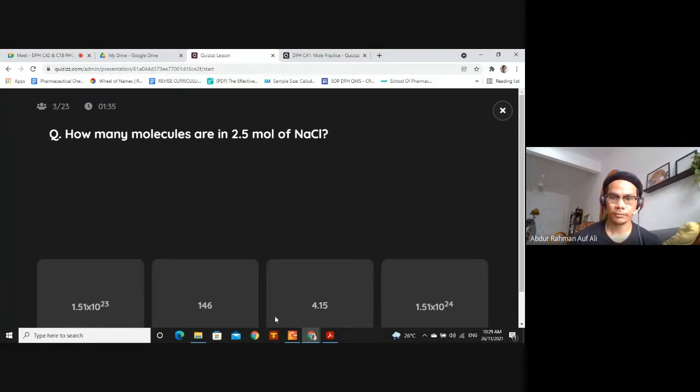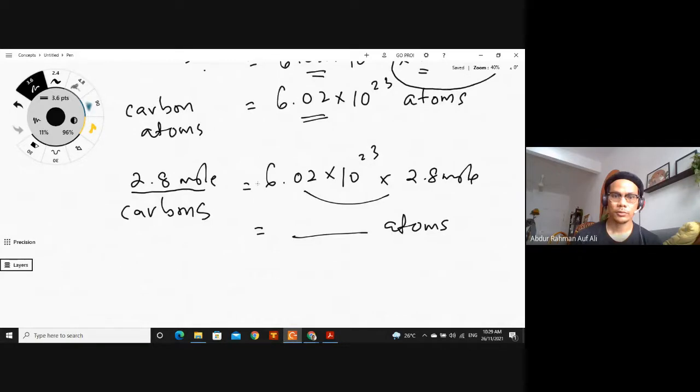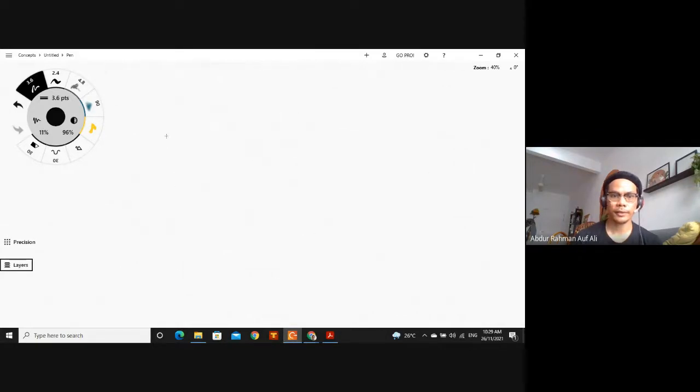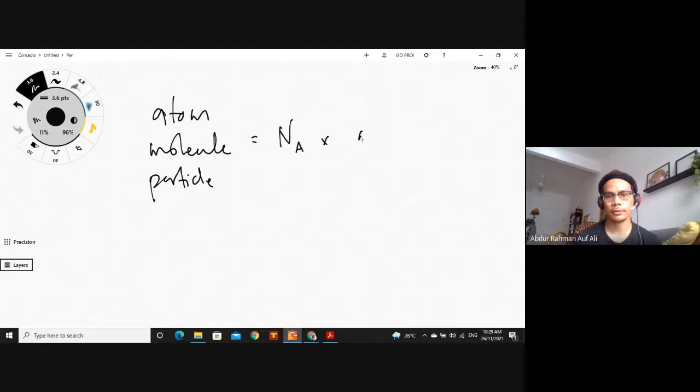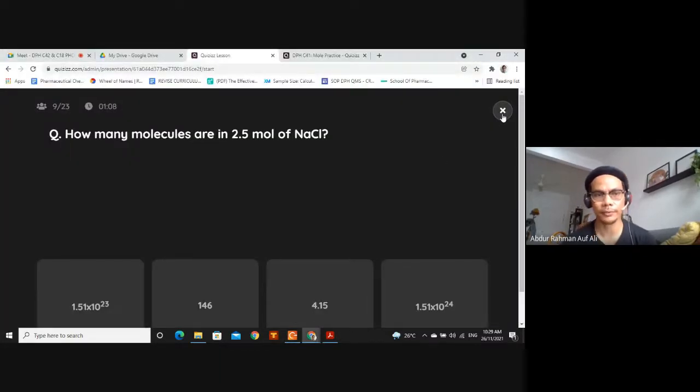So you have like 100 seconds. So if you want to find bilangan atom ke, bilangan molekul ke, bilangan partikel ke, these are the terms yang akan guna. Kamu just ambil Avogadro number darab dengan the amount of mole that you have. And you will need a calculator lah. Forgot to beritahu that beforehand. Okay, make sure you have calculator.